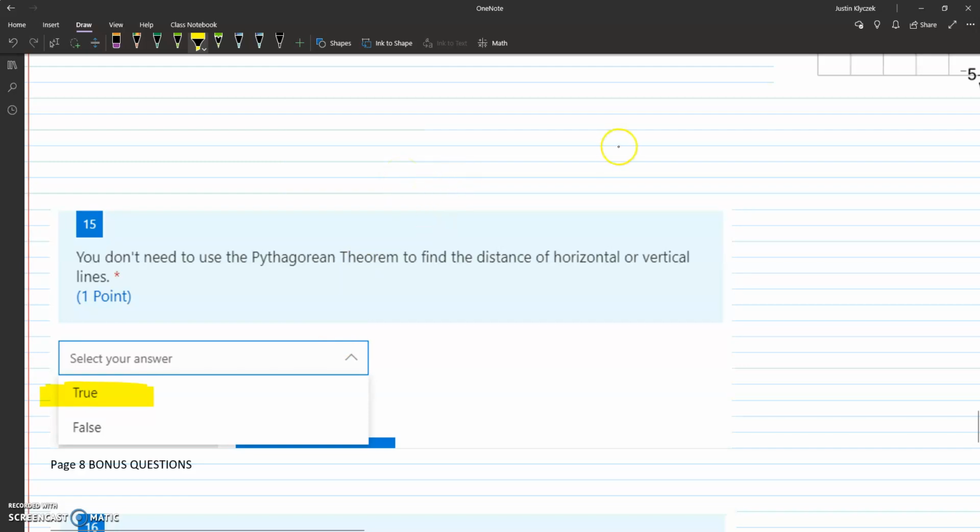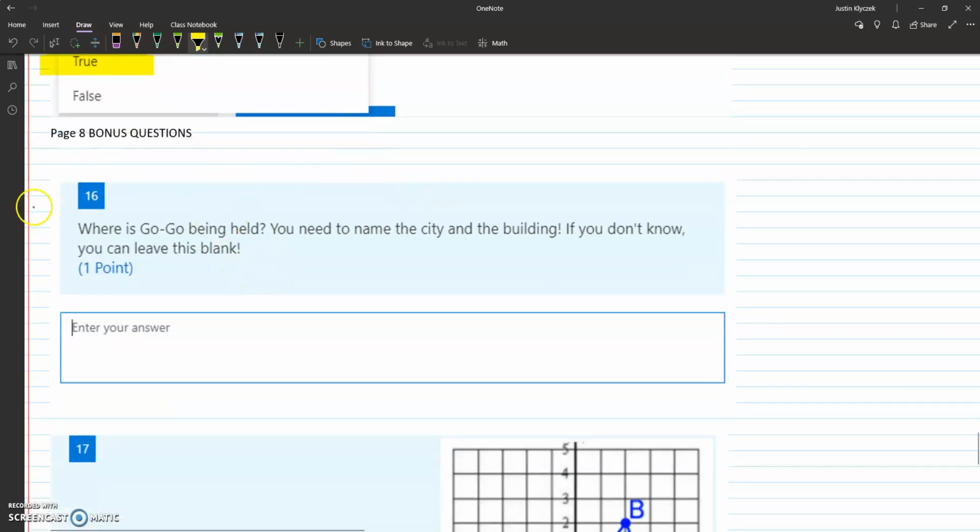Okay? Bonus question number 1, if you've been paying attention and you looked at all the hints. This go-go is being held in a very famous city on the East Coast, in a very famous building, arguably one of the most famous buildings there.